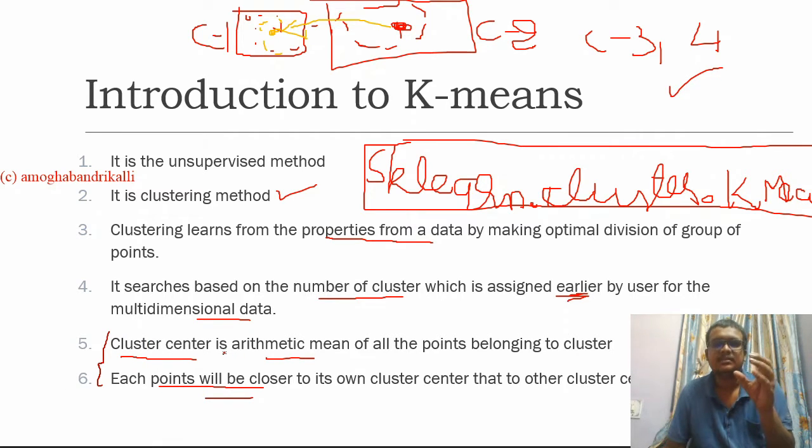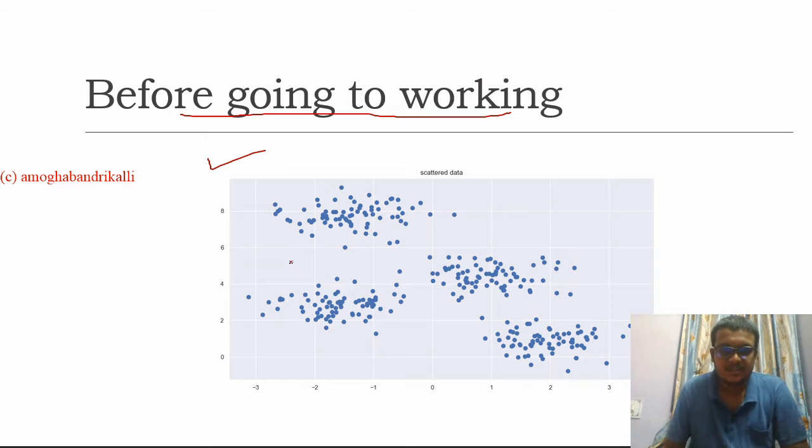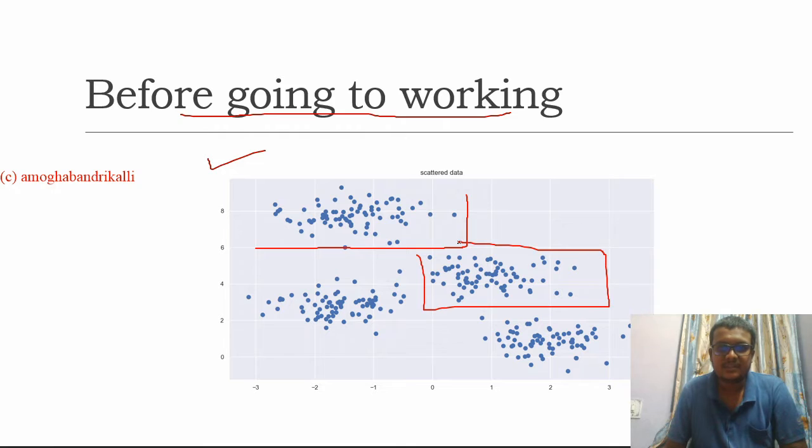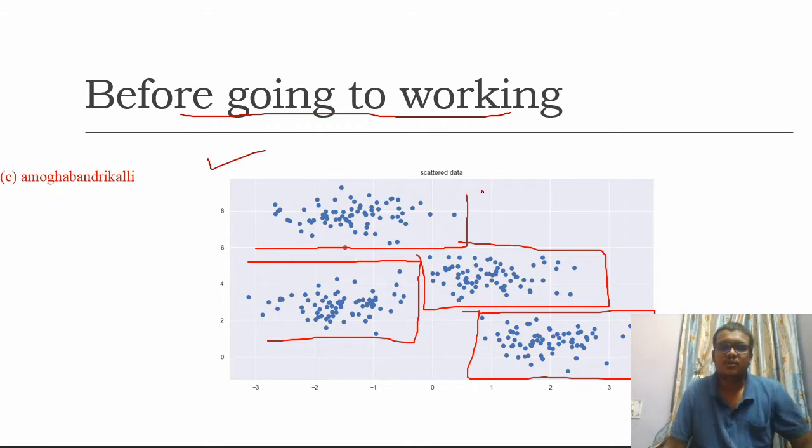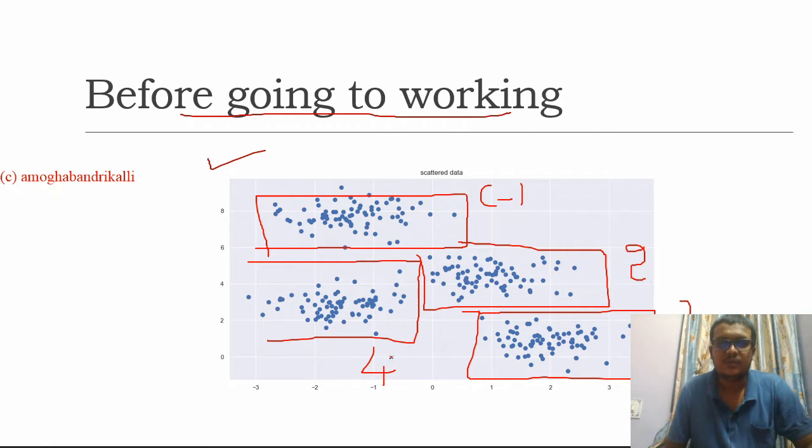The cluster center is the arithmetic mean of all the points. Each point will be closer to its own cluster center. By seeing with our eyes, we can make 4 clusters here like this. Based on human tendencies, we can make 4 clusters: cluster 1, 2, 3, 4. But this should be done by a machine.